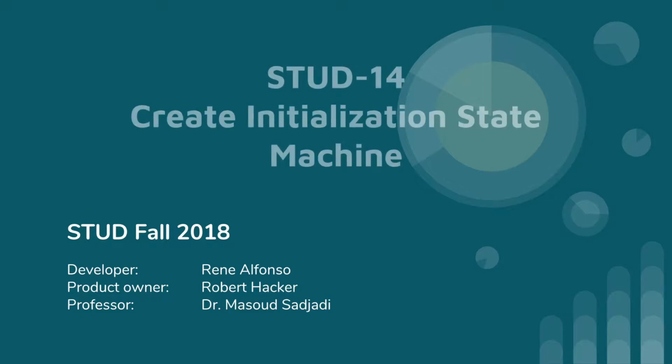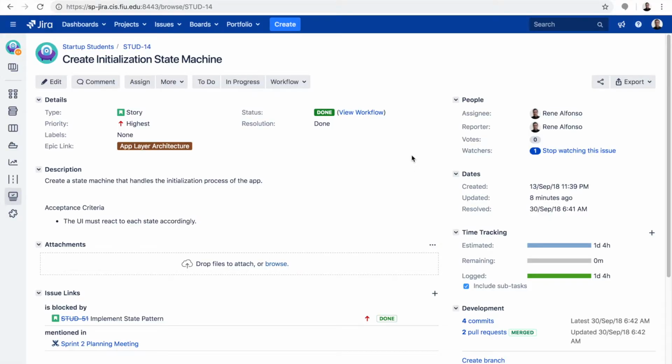Masoud Sajadi. We're going to be talking about creating the initialization state machine. Let's take a look at the user story.